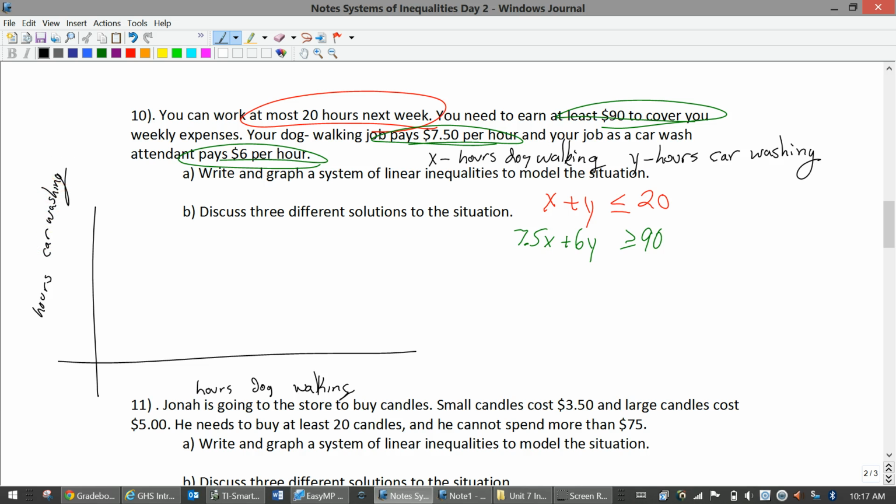Okay. Now we need to determine our scale. Before we do that, it's pretty advantageous to solve these for Y as if you would be graphing them, and then determine what you want your graph to go. See if that works for you. Sometimes you might have to change it.